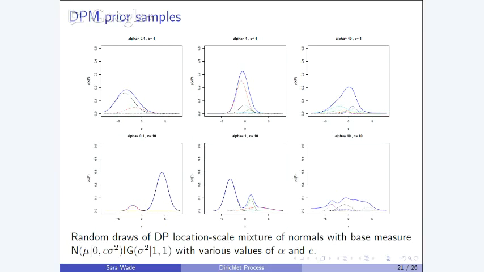Again, C is equal to 1, so the sampled means aren't very spread out. They're quite close to 0. So if I increase C, I get samples which are more spread out. And with alpha equal to 10, we have many more components now in our mixture. And if we increase C, we can see that we get something more spread out. So this blue line is the sample, and these dashed lines are the different components.